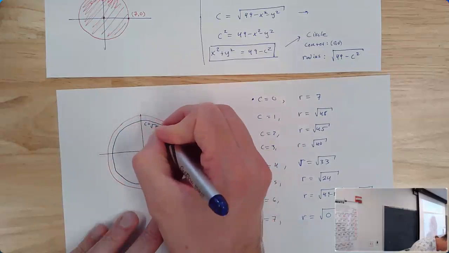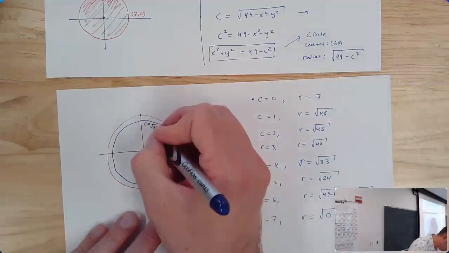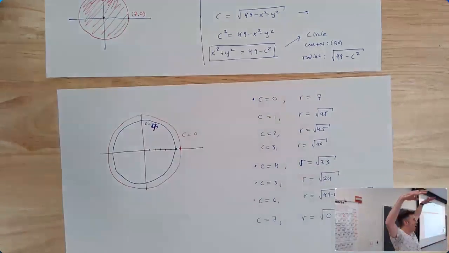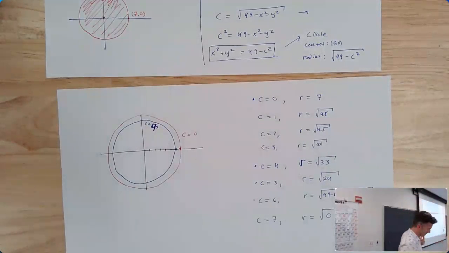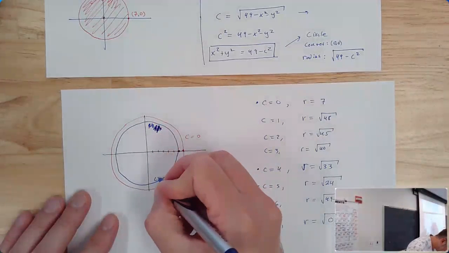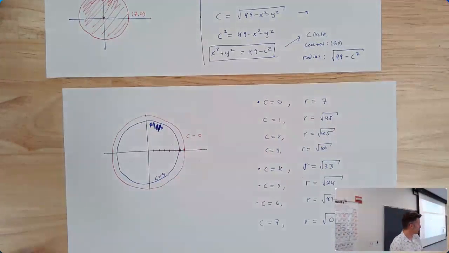C equals square root of 33. I'm sorry, C equals 4. I made that mistake. So we're 4 high, and our, sorry, I know that looks terrible. Let me just cross it out. Right then. C equals 4. So we've gone up to a height of 4, and our circle got a little bit smaller.